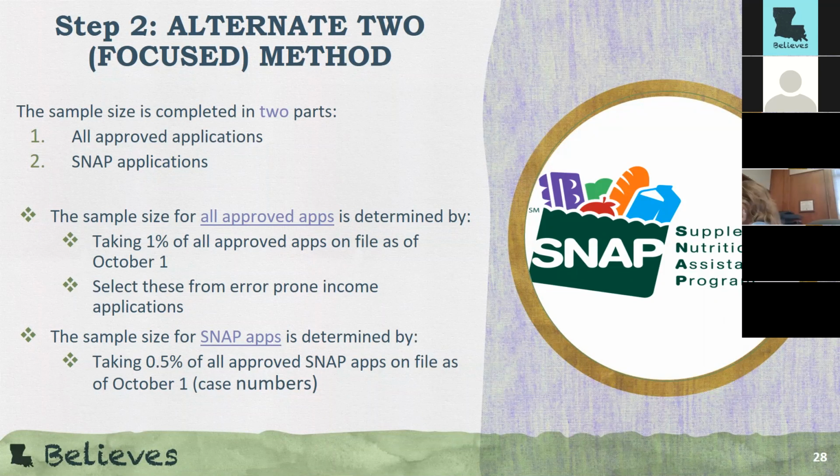For the alternate 2 method, your sample size will equal the sum of the lesser of 1,000 of all applications approved by the LEA as of October 1st of the school year, selected from error-prone applications, or 1% of all applications approved by the LEA as of October 1st of the school year, selected from error-prone applications, plus the lesser of 5,400 applications approved by the LEA as of October 1st of the school year which provide case numbers in lieu of income information, or 1/2 of 1% of applications approved by the LEA as of October 1st of the school year that provide case numbers in lieu of income information.